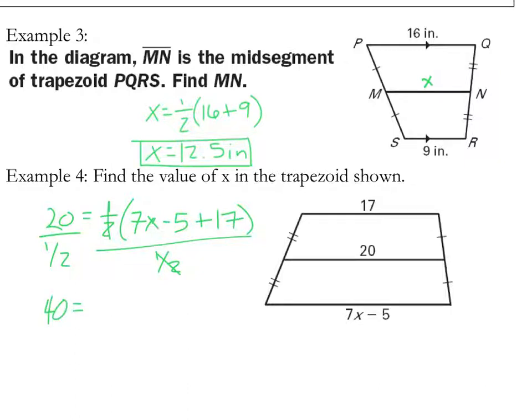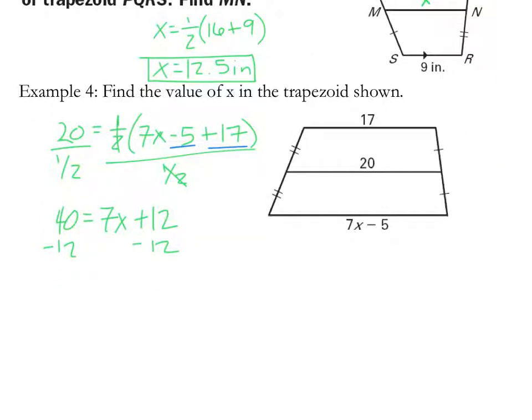So that's 40 equals 7x, and then if I combine these two like terms, I would get plus 12. Minus 12. I get 28 equals 7x. I divide by 7, and I get 4. And that is what x is. So the mid-segment is what you always start with, equals 1/2, and then you add up your two bases.